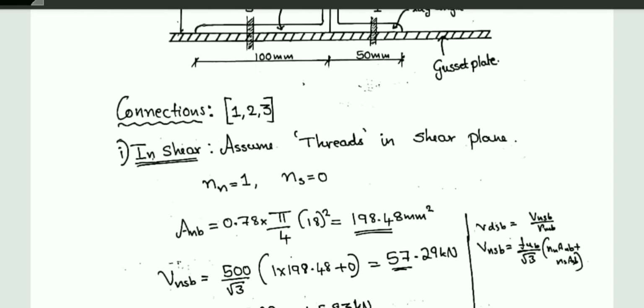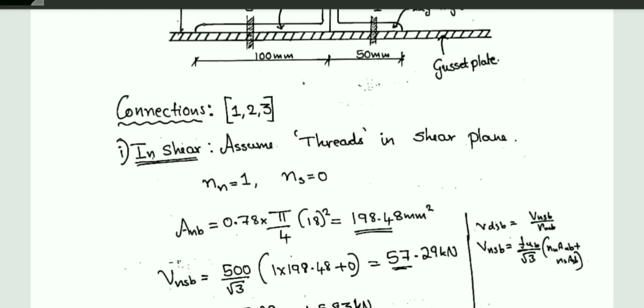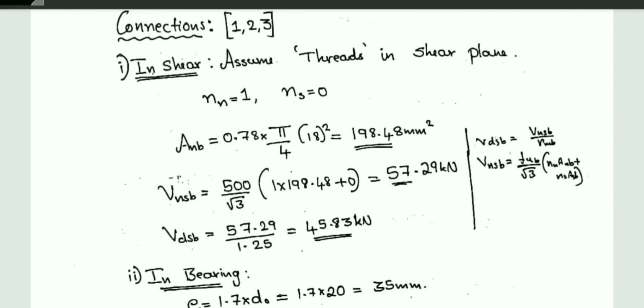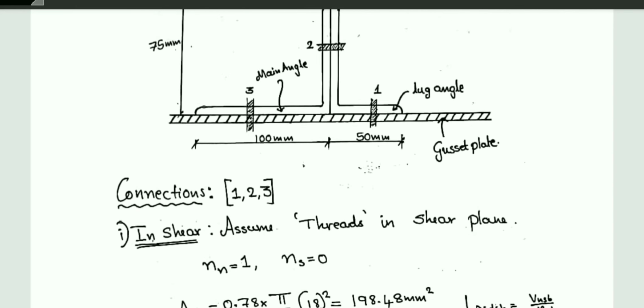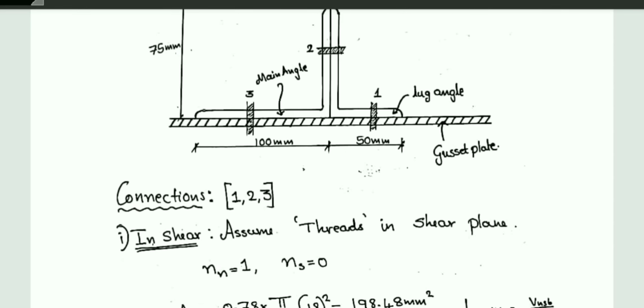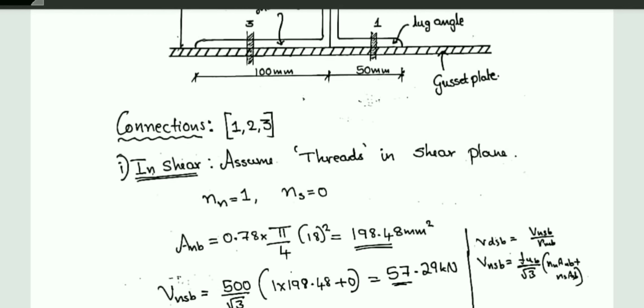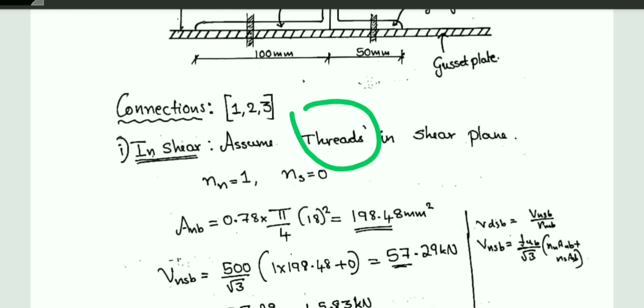For the three connections, first we need to see what the bolt value is. How will we calculate the bolt value? Let us assume threads in the shear plane again here. The number of shear planes is one. If you assume threads in the shear plane, n becomes 1 and ns becomes 0, that is, the plane encountering the thread is 1 and the shank becomes 0.